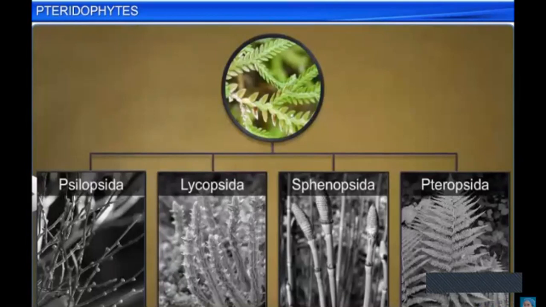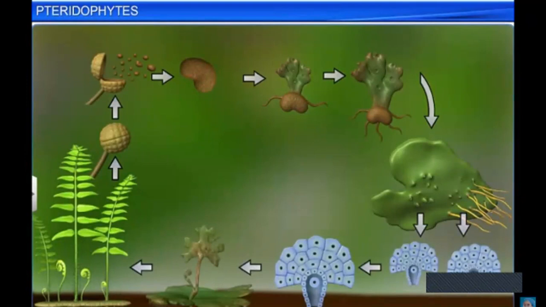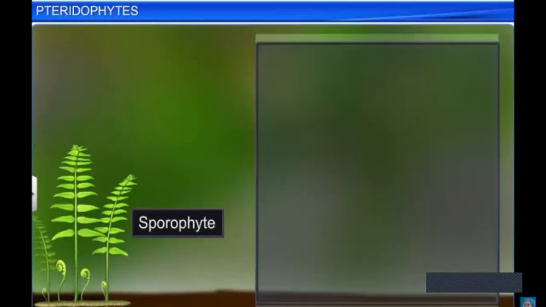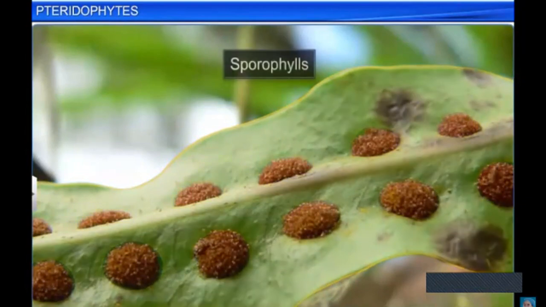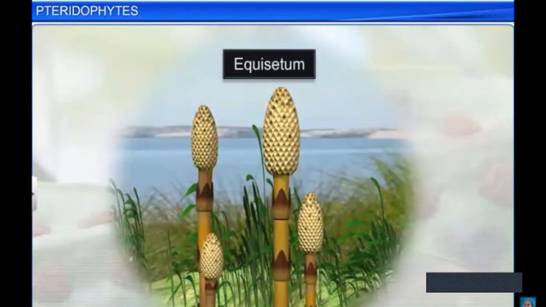Based on the organization of the plant body, including the nature of the leaf and location of sporangia, they are classified as Psilopsida, Lycopsida, Sphenopsida, and Pteropsida. The life cycle of a pteridophyte begins when the plant body, a sporophyte, bears sporangia, which are subtended by leaf-like appendages called sporophylls. However, in some genera like Equisetum, sporophylls might form distinct and compact structures called strobili or cones.